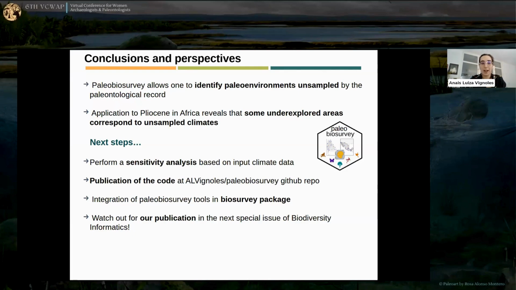And we hope to have a publication of this work in the next special issue of the Biodiversity Informatics about biosurvey.